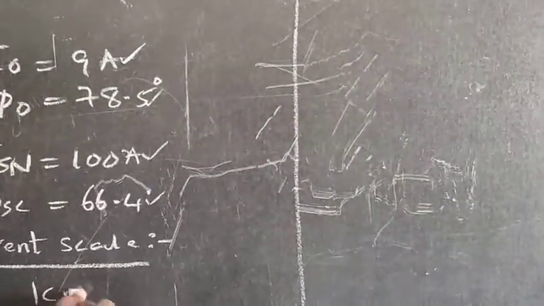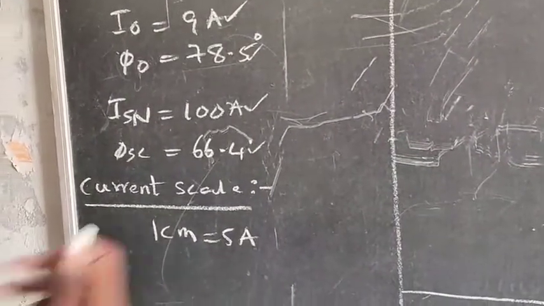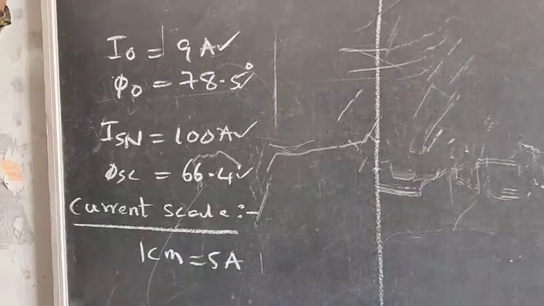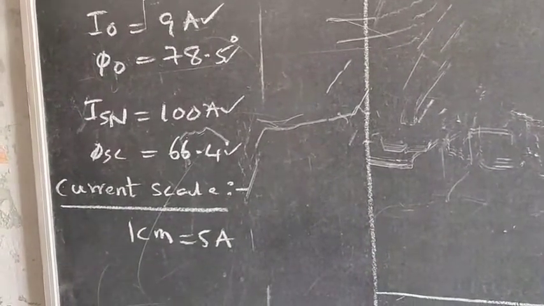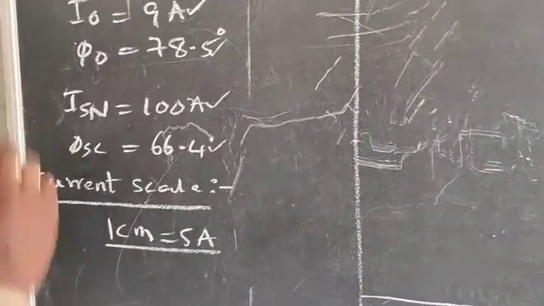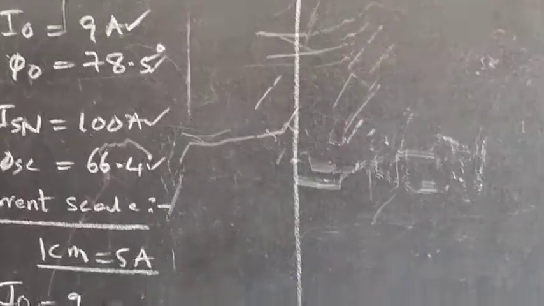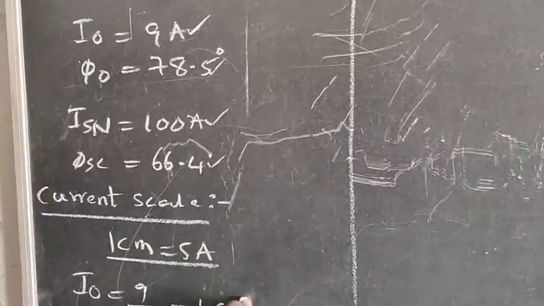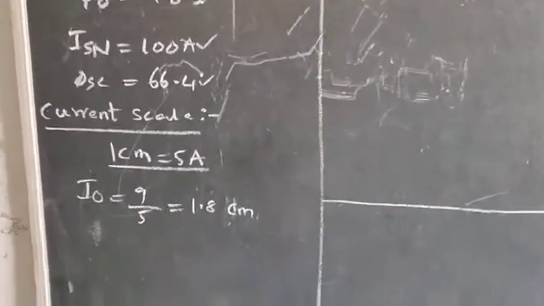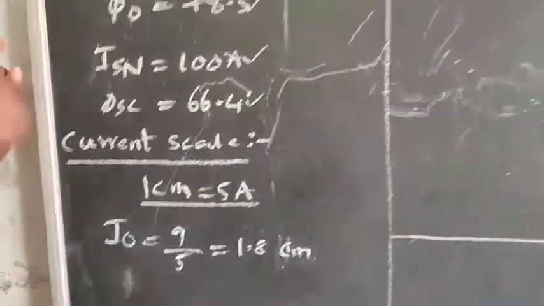Assume 1 centimeter equals 5 amperes, or 10 amperes, or 4 amperes or 6 amperes, whatever you require. Assume 1 centimeter equals 5 amperes. I0 equals 9 divided by 5, which is 1.8 centimeter. So draw that 1.8 centimeter.